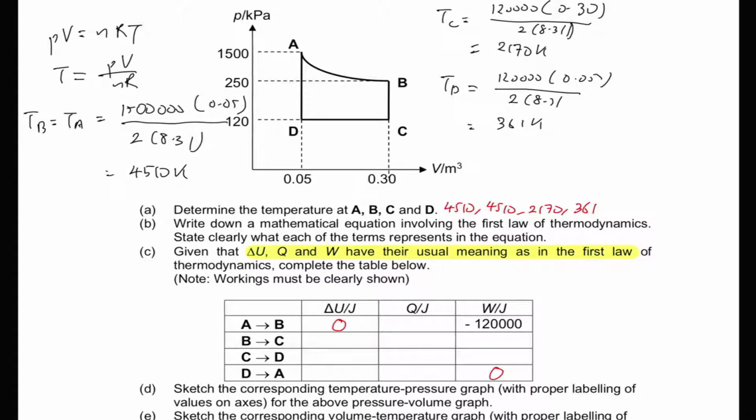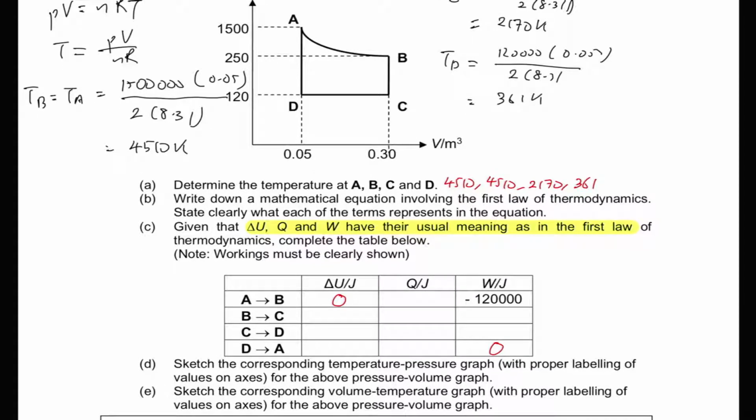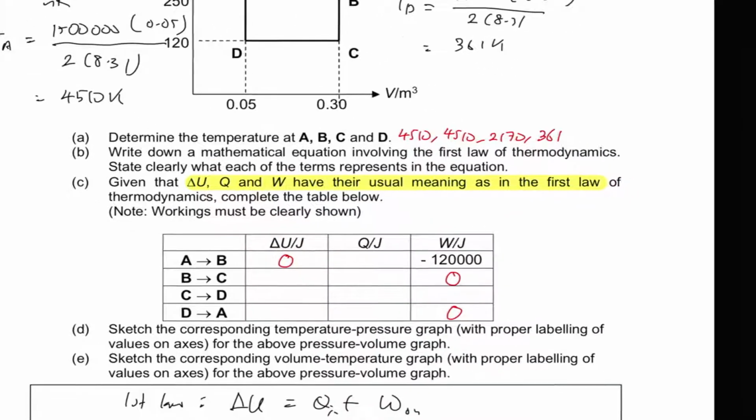What else do we know? B to C is also no change in volume. So again, work done is 0. Work done here is 0 as well. Okay, I think those are the easy ones now. But then we can start to fill out the other things first.